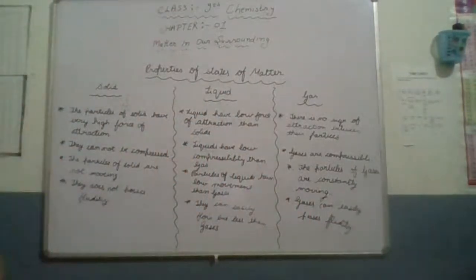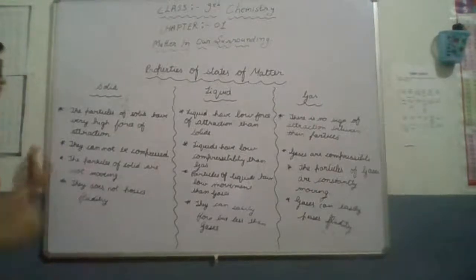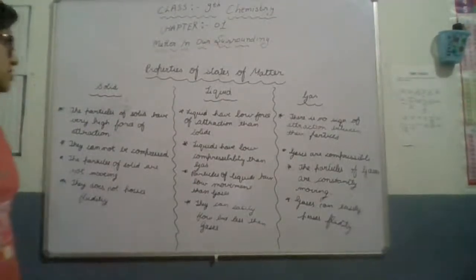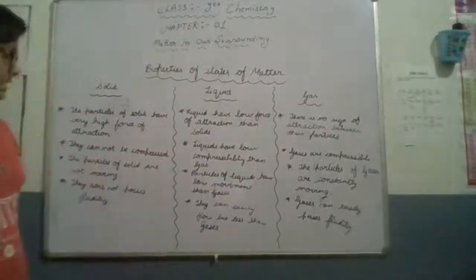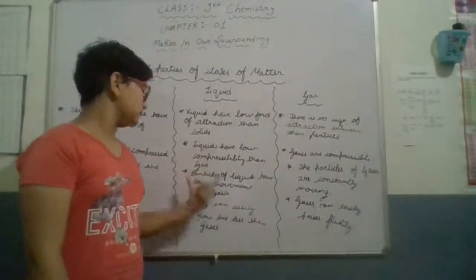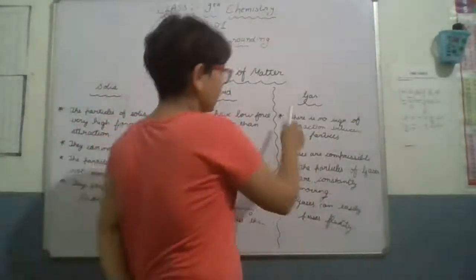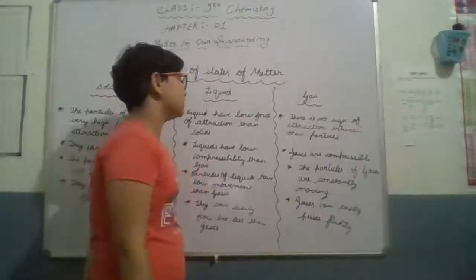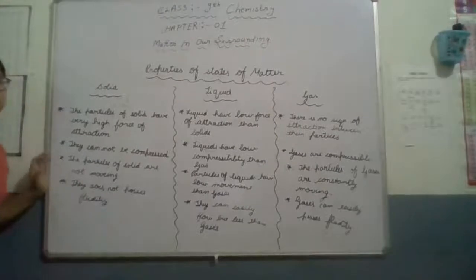Now, that was all about the properties of matter. Let us read them. The particles of solid have very high force of attraction. They cannot be compressed, and the particles are not moving. They do not possess fluidity. On the other hand, liquids have low force of attraction than solids. Liquids have low compressibility than gases. Particles of liquids have low movement than gases. They can easily flow, but less than gases. In case of gases, there is no sign of attraction between the particles. Instead, they are compressible, and particles of gases are constantly moving, and gases can easily possess fluidity. So please take a screenshot.